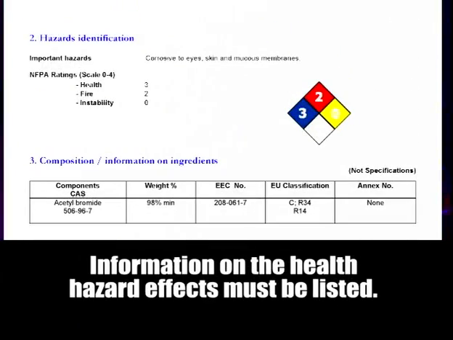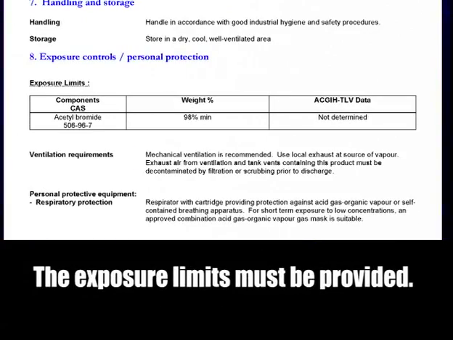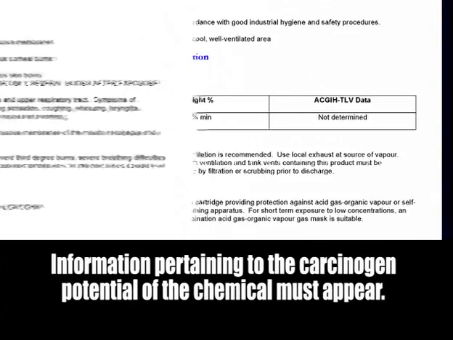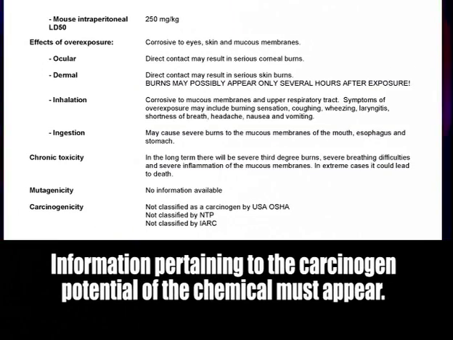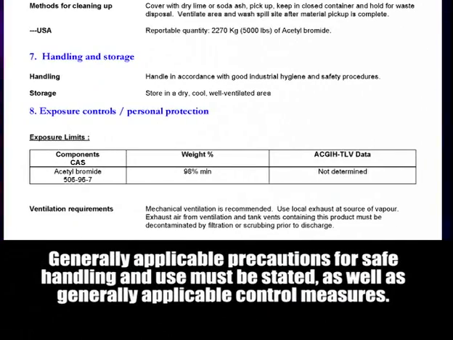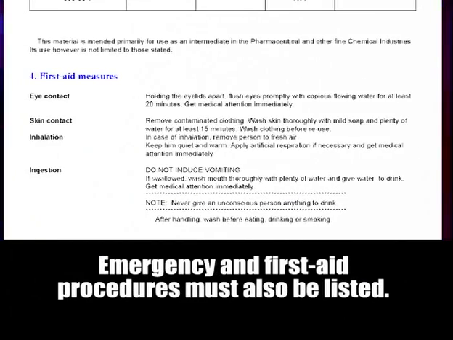Information on the health hazard, acute and chronic effects must be listed. The exposure limits must be provided. Information pertaining to the carcinogen potential of a chemical must appear. Generally applicable precautions for safe handling and use must be stated, as well as generally applicable control measures. Emergency and first aid procedures must also be listed.